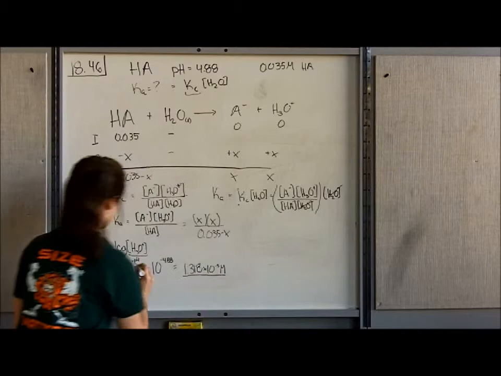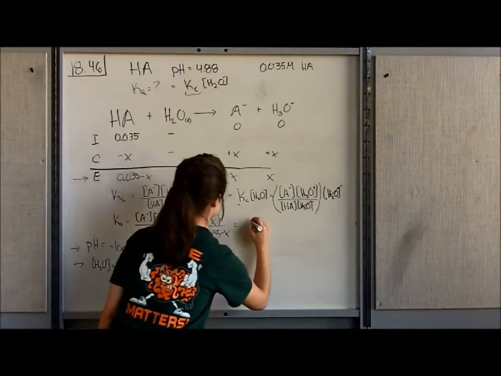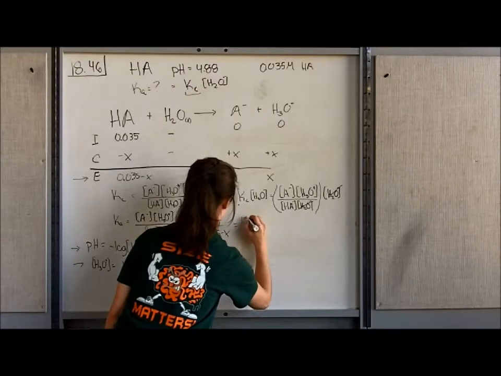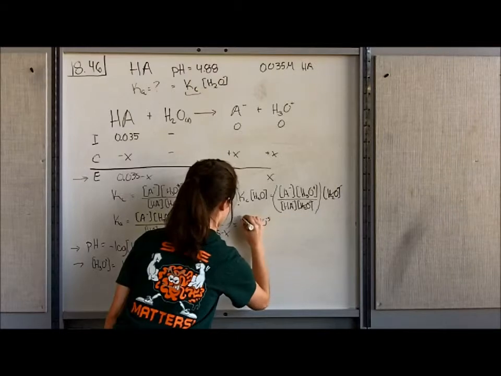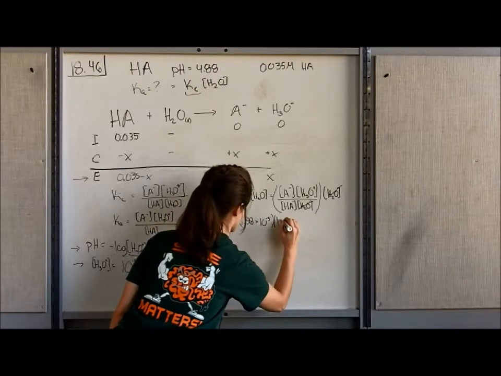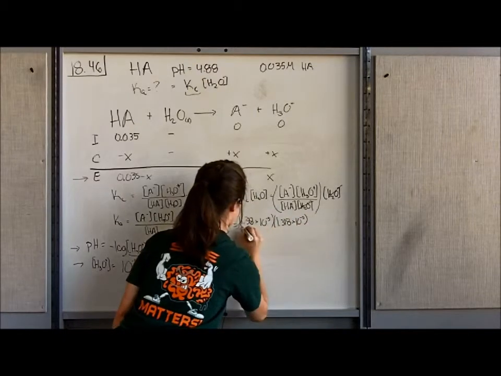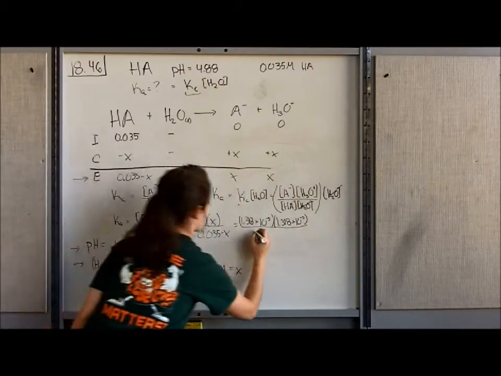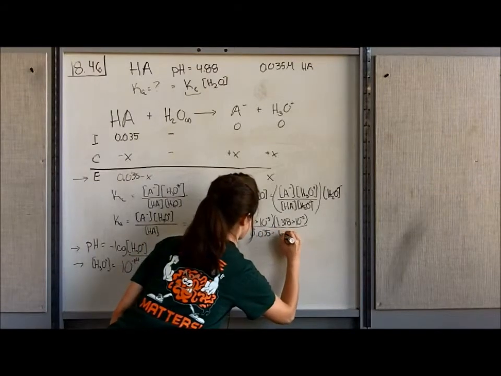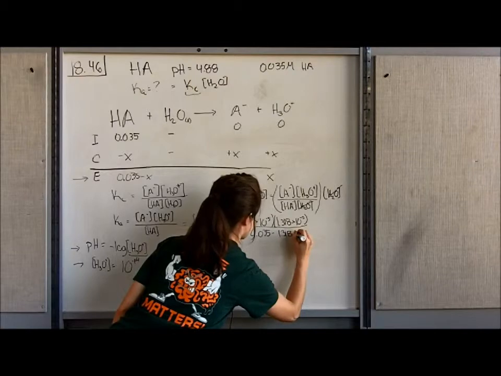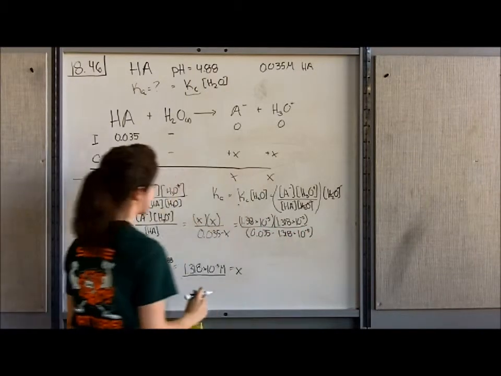So we'll plug this in here. This is equal to X. So we'll plug this in for X up here. So we have 1.318 times 10 to the negative 5 times 1.318 times 10 to the negative 5. There's our two X's at the top. And then we have 0.035 minus X, which is 1.318 times 10 to the negative 5. So we have everything plugged in here.